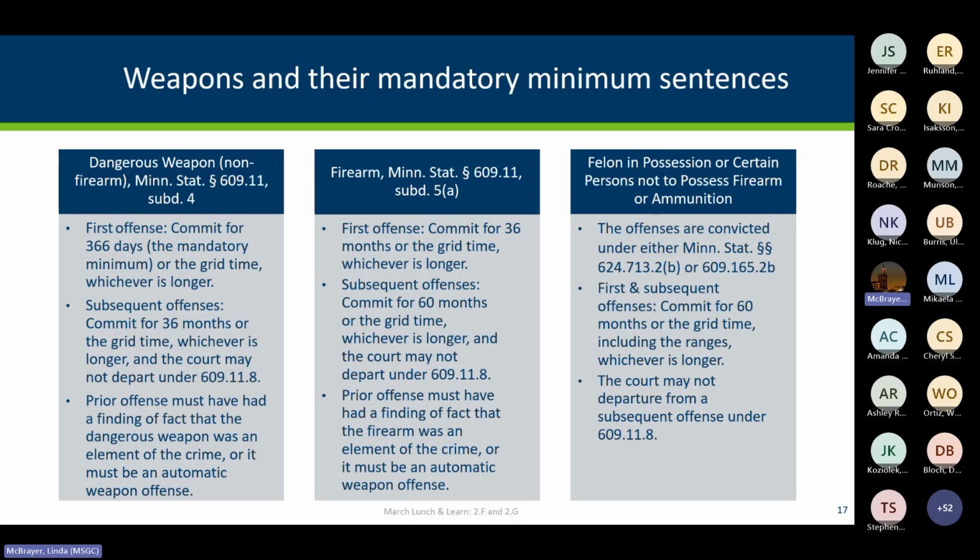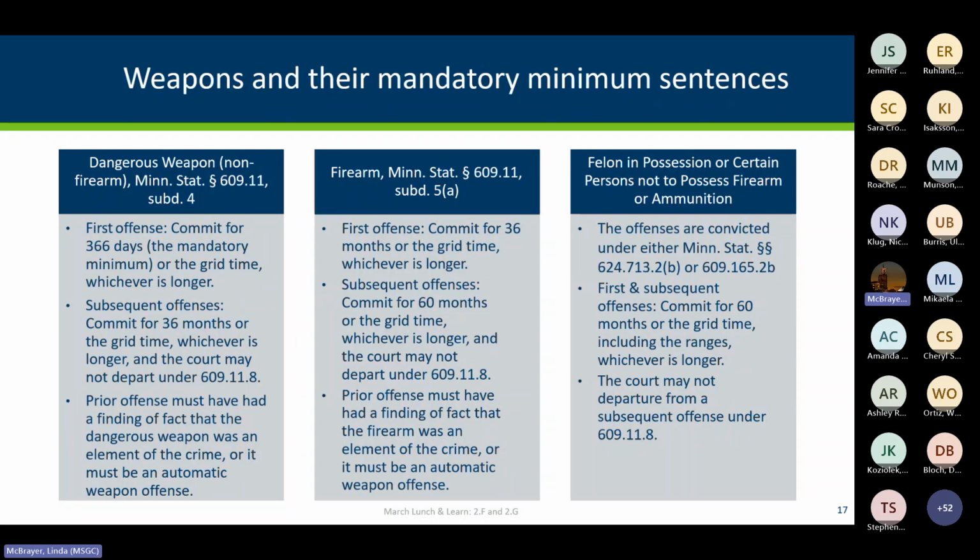But if they have a prior felon in possession, that's still going to keep them at the grid time, because they have to have that prior same weapon type. It doesn't have to be the same weapon, like knife or firearm. It has to be the same category.